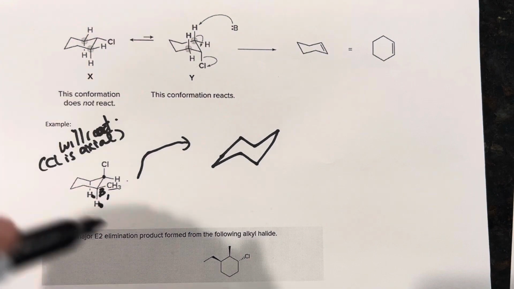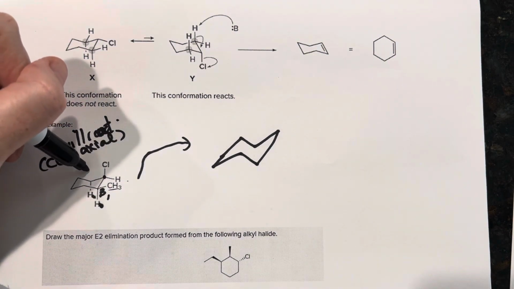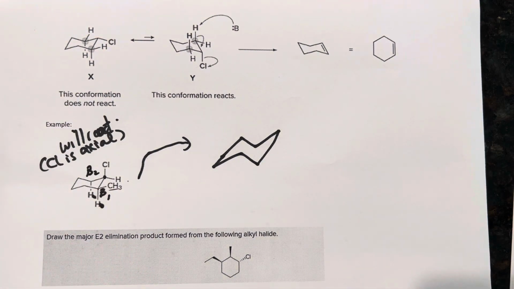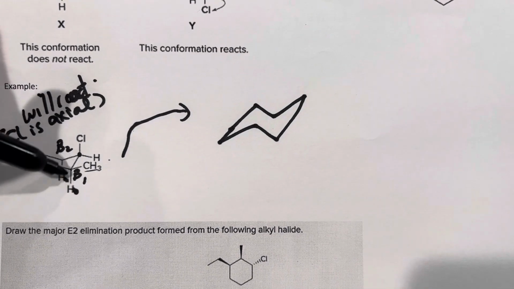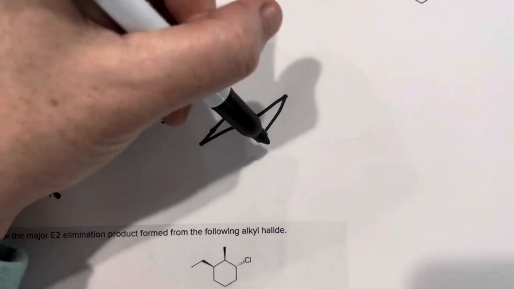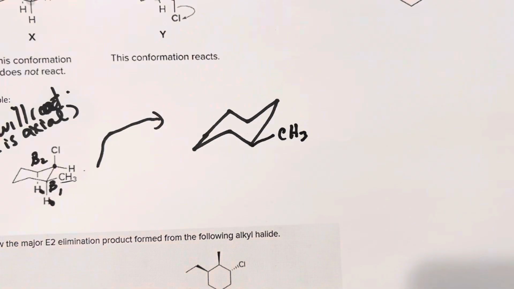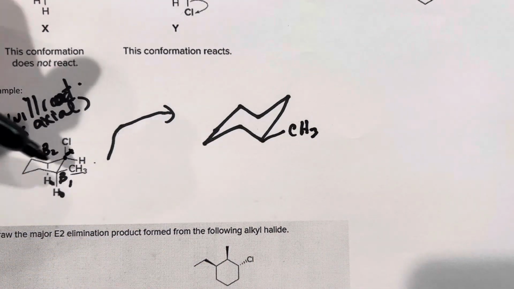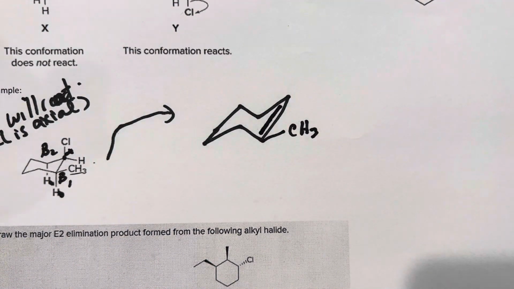And you could call the other hydrogen over here beta 2. So again, it's always going to want to choose the more substituted one as the major product. So our beta 1, the CH3 doesn't change. It's going to be right there. So we're just going to form between our alpha and our beta 1, which will be right there. That will be our double bond. This will be our major product.